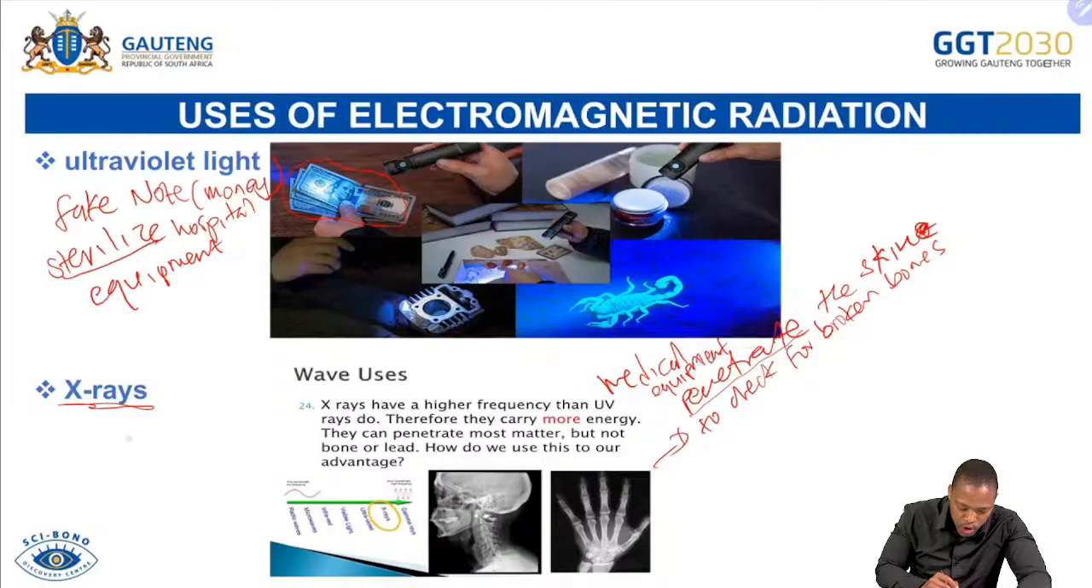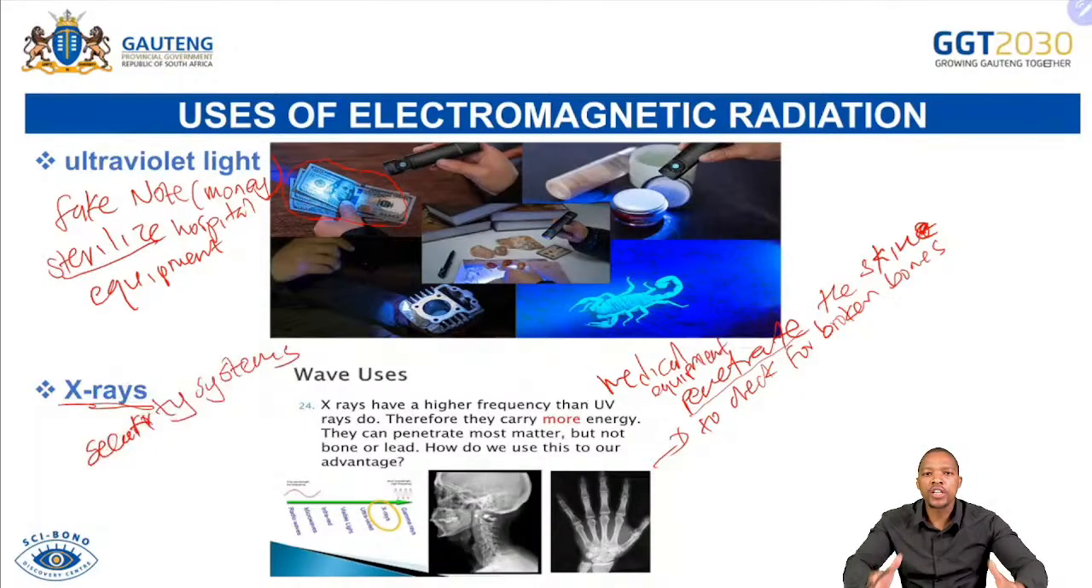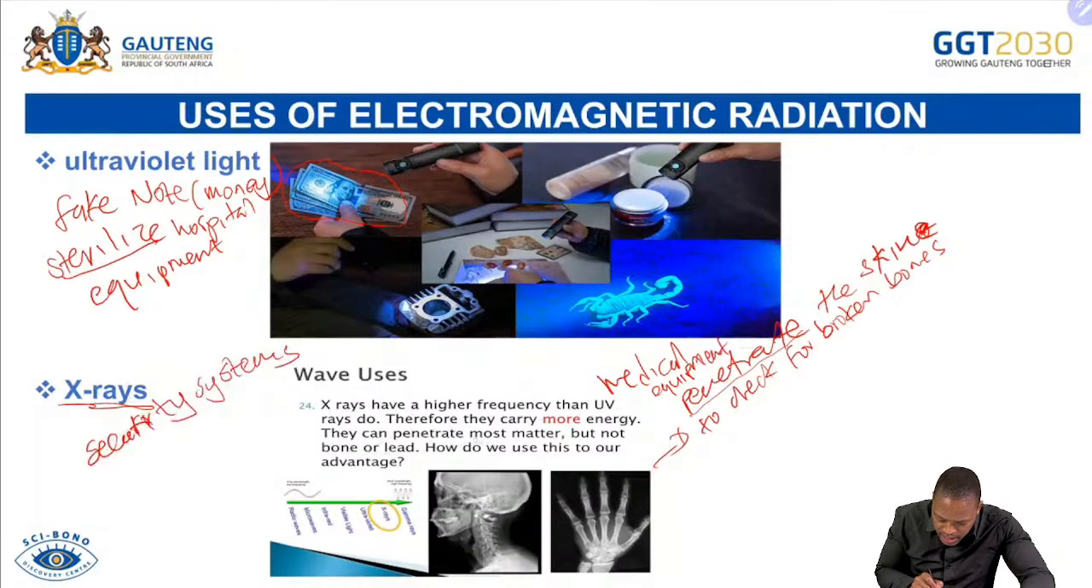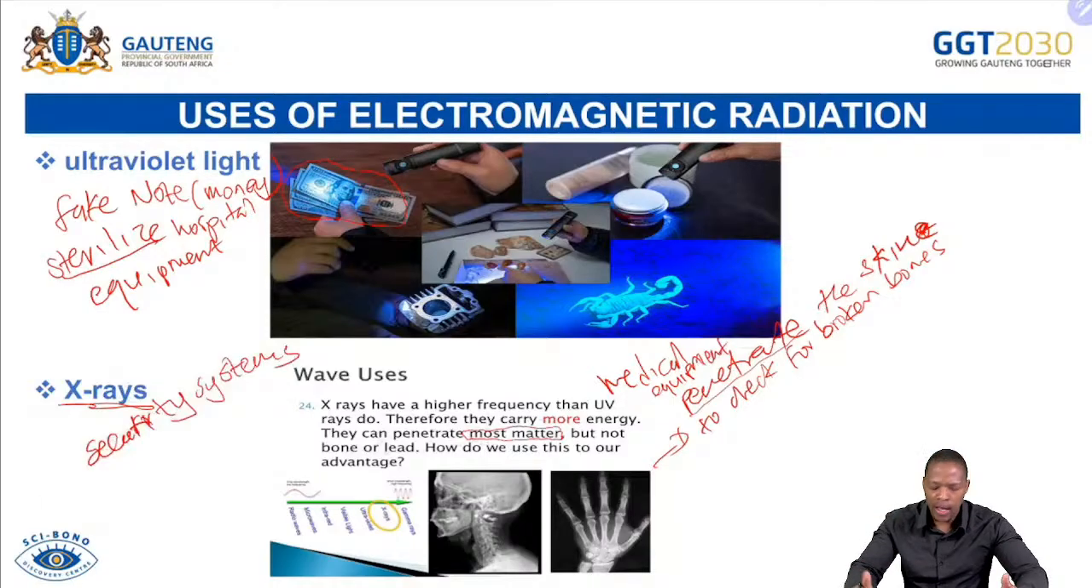Another one that I'm just thinking of right now: X-rays are also used in security systems, especially in airports. They will put a bag in, and then they will have a monitor where they are looking inside the bag without actually opening it, because X-rays can penetrate through most matter. It does not penetrate only through the skin, it can penetrate through other things as well, such as backpacks.